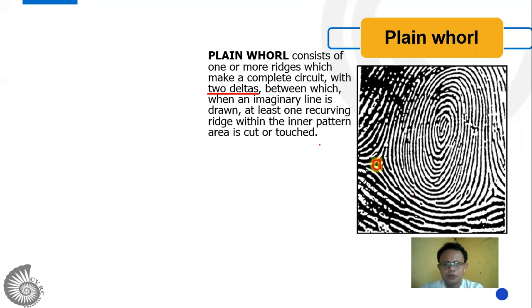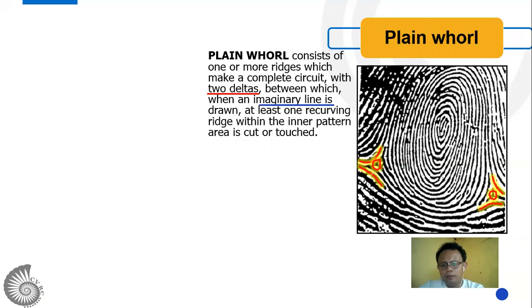So again, plain whorl is called a whorl. It's part of the whorl family because it has two deltas, one on the right side and one on the left side. If you notice, their type lines go from left and right. The center of it is the delta.